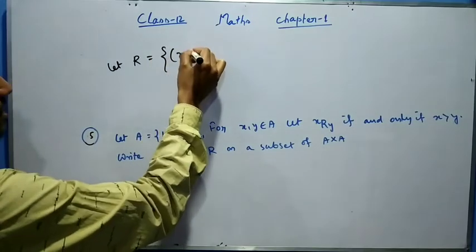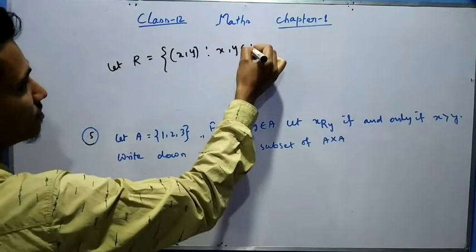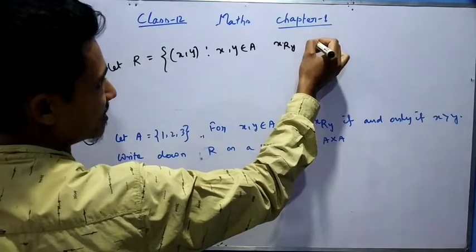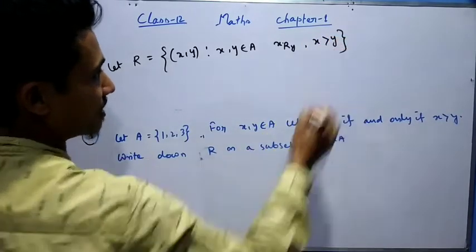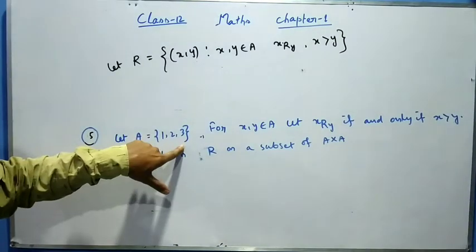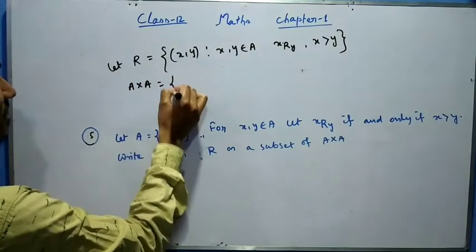It contains the ordered pairs such that x comma y both belong to A, and x is related to y if x is greater than y. Okay, so this is how the relation is defined. A contains only 3 elements, so we can easily find A cross A.